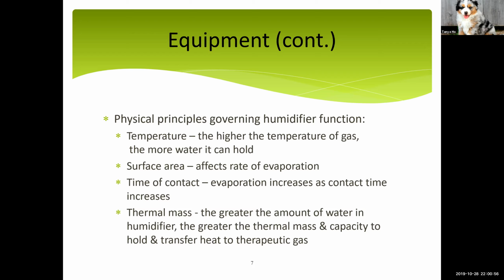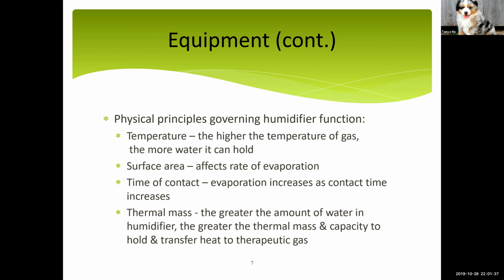Surface area, the higher the surface area, the more humidification you can get. So the greater the surface area, which means you have greater contact between water and the gas, and the more opportunity there is for evaporation to occur. So for example, if a gas is passing over a chamber, and if it's a small chamber, it can only pick up so much water vapor. But if it's a big chamber, it can pick up more water. Okay, so the greater the surface area, the more contact it can come into with the gas, and the more humidification can be produced.